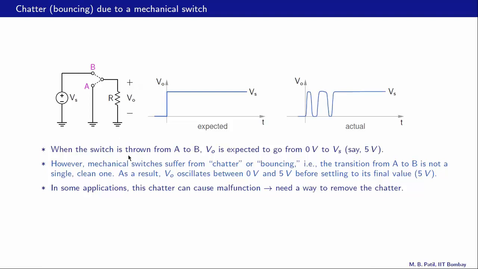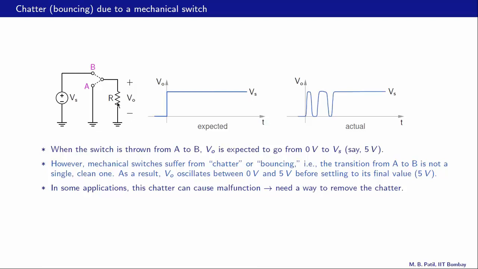Now when the switch is thrown from A to B, our output voltage is expected to go from 0 volts to Vs, say 5 volts. When the switch is in position A, then VO is of course 0, and when the switch is thrown to that position, then we expect VO to be 5 volts, like that.